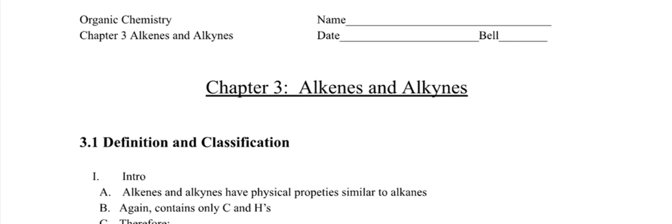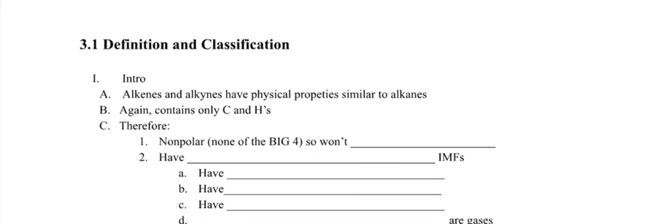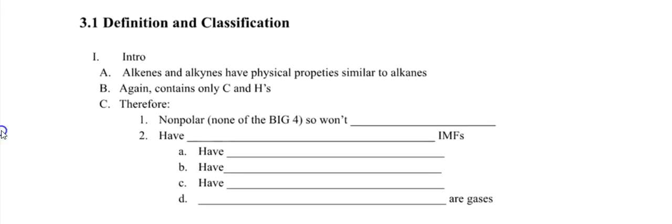We are in chapter 3 now, talking about alkenes and alkynes, all right? It takes all kinds, doesn't it? All right, so section 3.1 is just kind of like an intro to what we'll be talking about and is a definition and classification, all right?